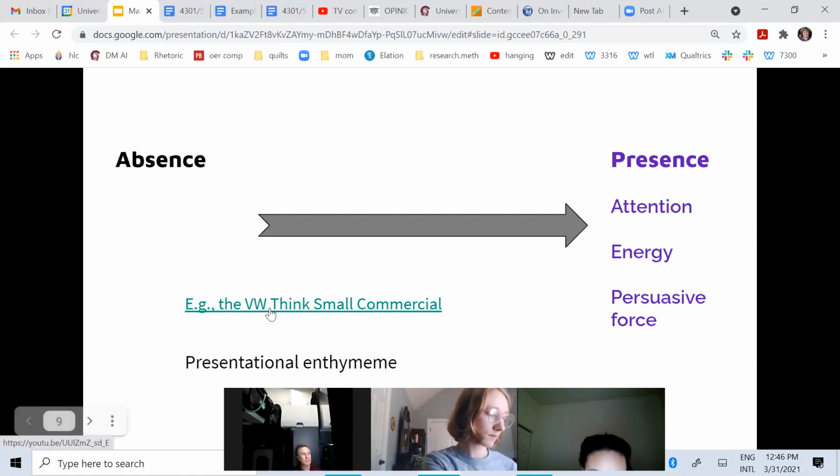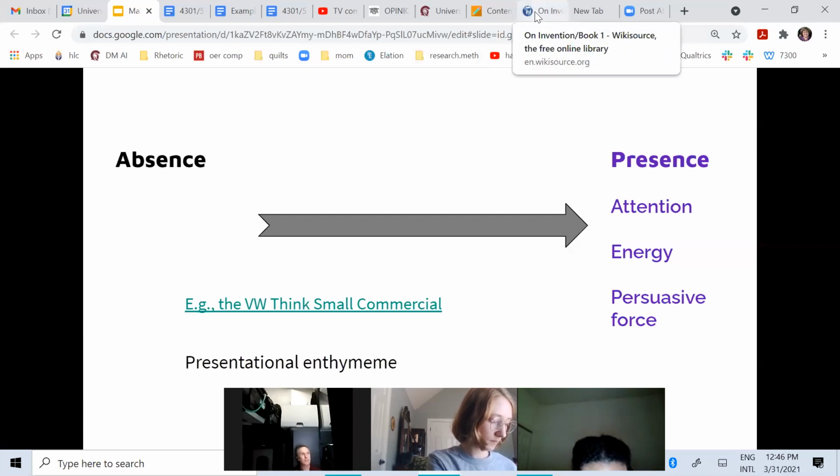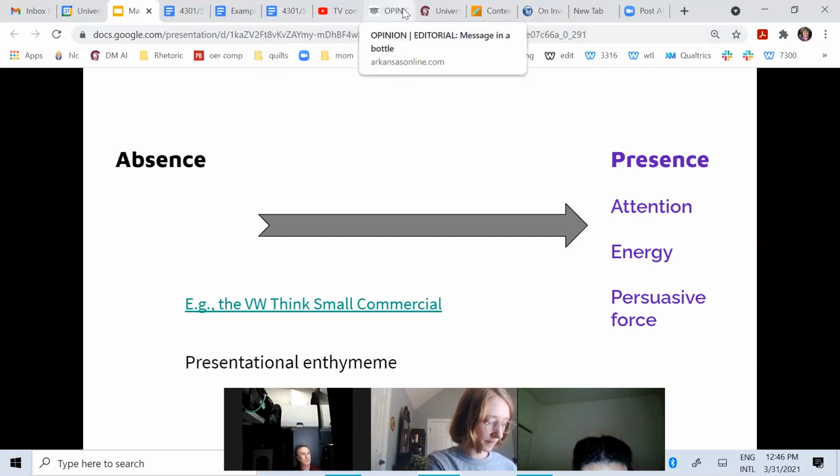So they did give this example in the textbook of this Think Small commercial. I think I'll just go up here and look at it rather than, oh, maybe I don't have it anymore.